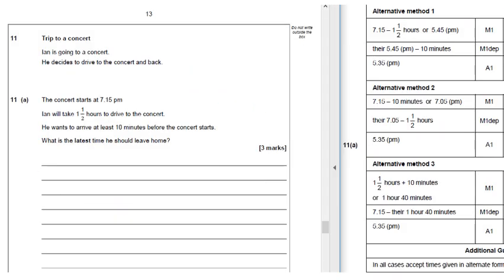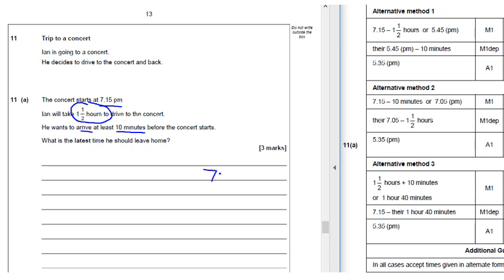Right, page 13, question 11, trip to a concert. Ian is going to a concert. He decides to drive to the concert and back. The concert starts at 7:15. It'll take an hour and a half to drive to the concert. He wants to arrive 10 minutes before. What's the last time he should leave home?